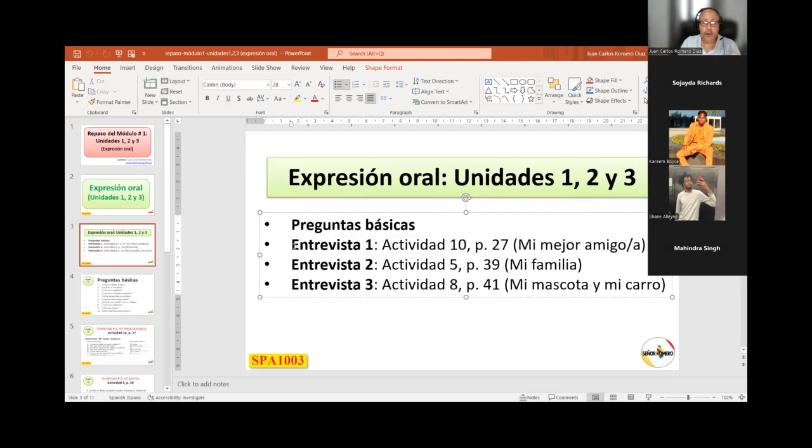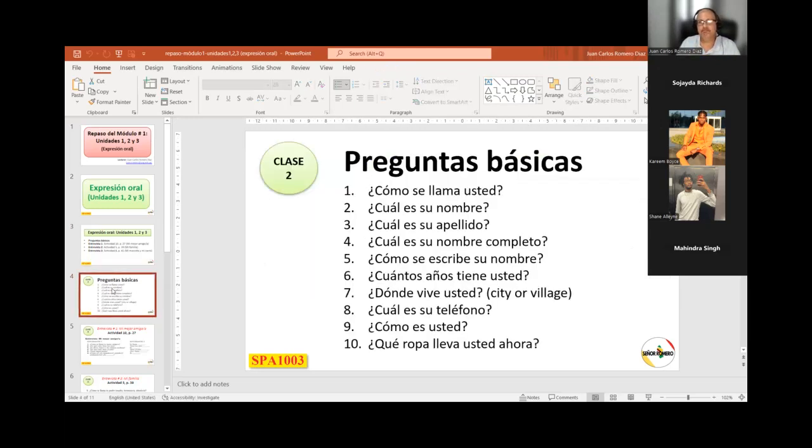This is entrevista 1, interview 1, mi mejor amigo, my best friend. That's a set of questions that we already practiced and correspond to Unit 2. And these new entrevistas are the 2 sets of questions corresponding to Unit 3. So let's review all. Preguntas básicas. Actually, we revised this question 2 times. This is going to be the 3rd time that we go over this question. So I will not take too long with this. These are the questions from Unit 1.